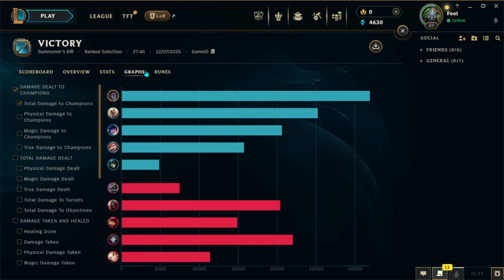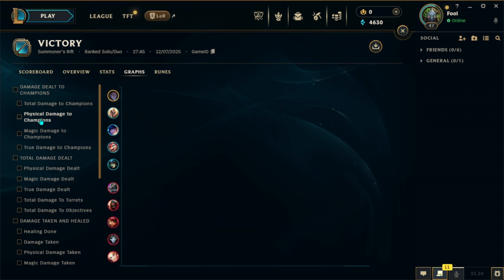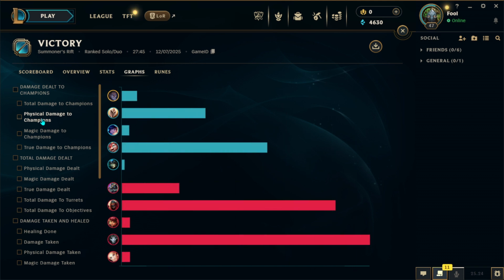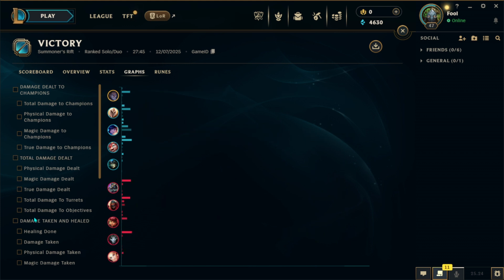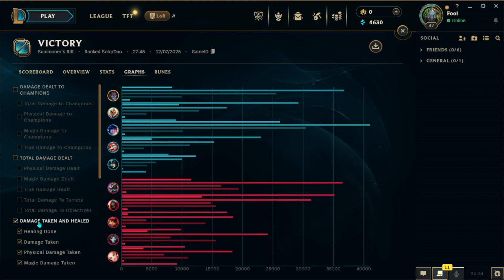Look at gold over time to see when momentum shifted. Damage graphs show which champions carried the load. Vision and objective graphs reveal control over the map. The power of the Graphs tab is clarity. If a game felt even, but the gold graph shows a sharp swing at 15 minutes, you can pinpoint when the tide turned and think about what led to it.